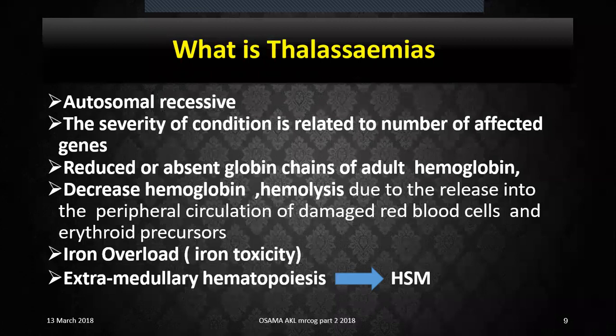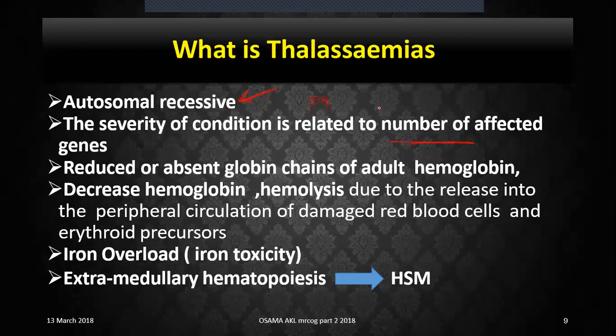This thalassemia is an autosomal recessive disorder. The meaning of autosomal recessive is that the 2 alleles should be affected to have the character. If there is 1 allele affected, this is a carrier, not a patient. To be a patient, to be symptomatic, affection of the 2 alleles should be present. So it's an autosomal recessive. The severity is related to the number of affected genes.